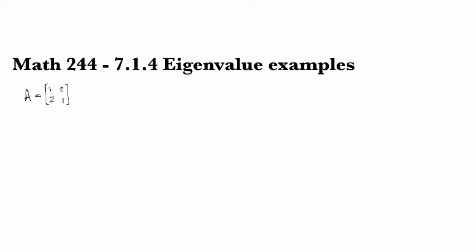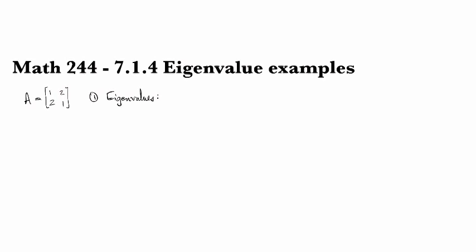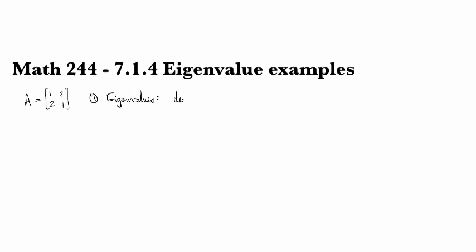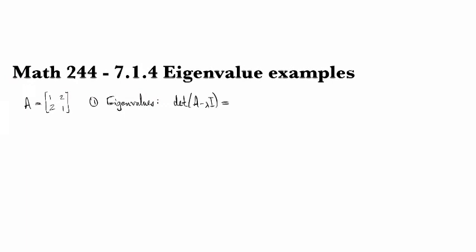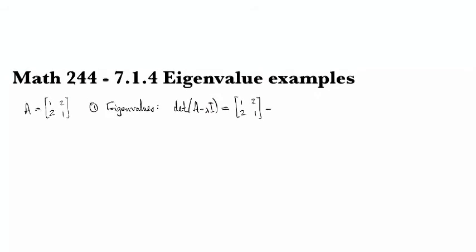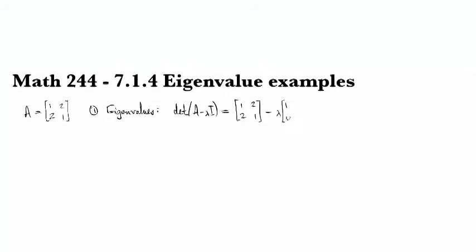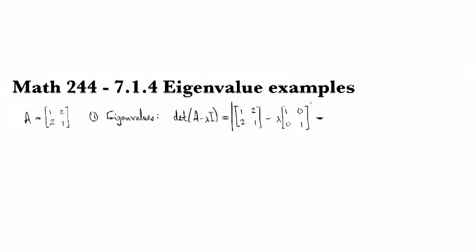Let's compute the eigenvalues and eigenvectors of this matrix that we were looking at before, [[1, 2], [2, 1]]. So, first step is to look for the eigenvalues. For the eigenvalues, we look at the determinant of A minus lambda I. Now, this is going to look like [[1, 2], [2, 1]] minus lambda multiplied against the identity matrix. And we're taking the determinant of all this.